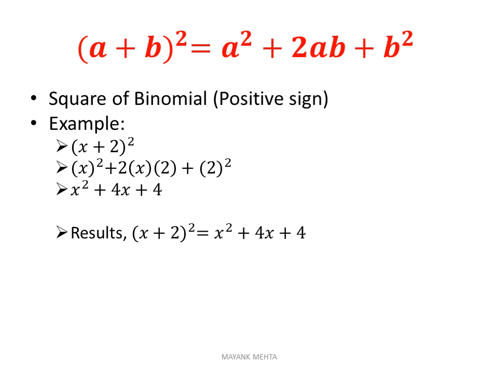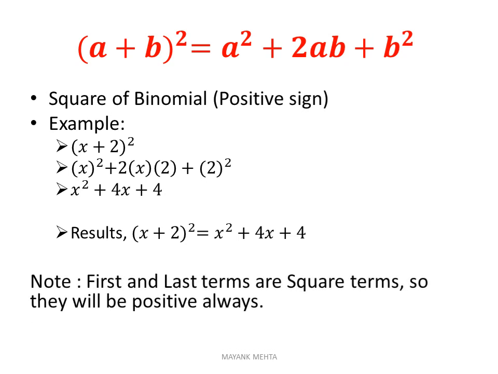I have taken one example over here, (x+2)². So first term square, that means x², then it will be a positive sign. So 2 into first term into second term, that means 2 into x into 2. And then plus second term square, that means 2². So the answer will be x² + 4x + 4. Keep in mind that the first and last terms are square terms, so they will always be positive.